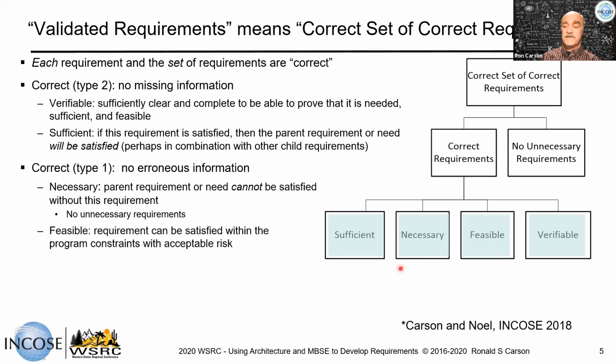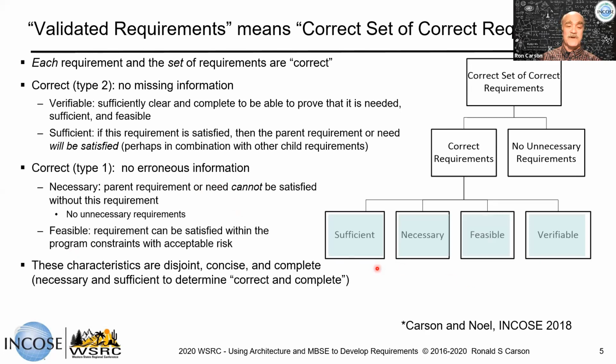These 4 criteria are disjoint, concise, and complete. That is, necessary and sufficient to determine correct and complete, and therefore establish the correct set of correct requirements as the definition of validated requirements. And these 4 characteristics synthesize the 14 attributes of requirements that are included in the INCOSE Guide to Writing Requirements.